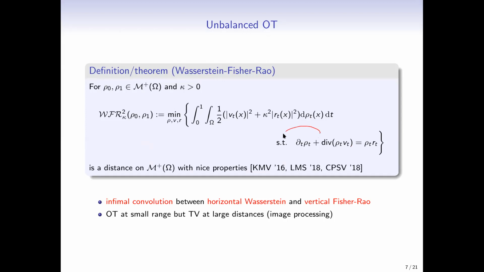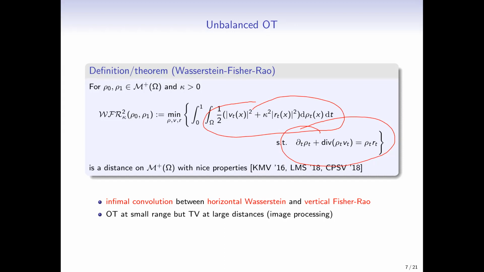So now what you look at is continuity equations, dt rho equals divergence of rho v plus rho r, where now you have two control parameters. You can choose v for the horizontal displacements of particles, and you can choose the reaction rate r to create or destroy mass. And what you minimize is the sum of the two previous costs. So you recognize here the squared kinetic energy, and here the squared reaction energy weighted by this parameter kappa squared. And you need a parameter kappa because you might want to weight differently the importance of these two phenomena, right?